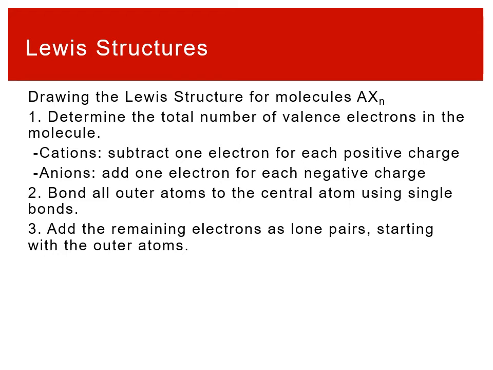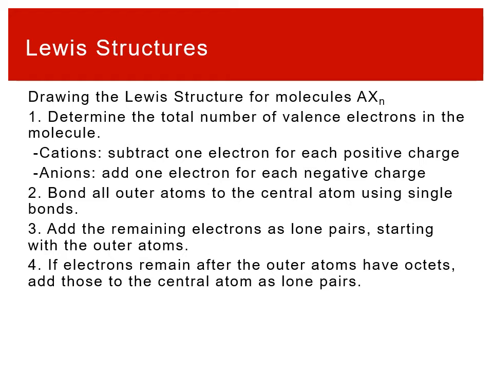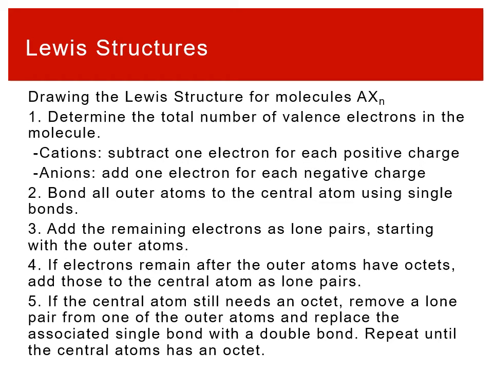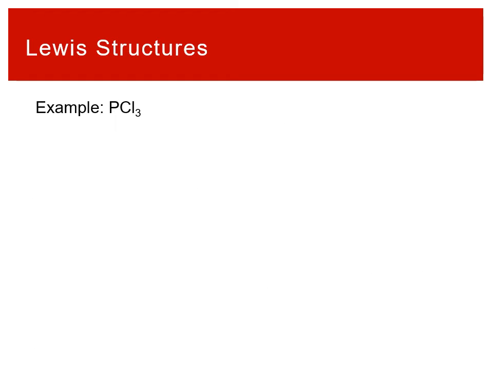Step 2 is bond all outer atoms to the central atom using single bonds. Step 3, add the remaining electrons as lone pairs, starting with the outer atoms. If electrons remain after the outer atoms have octets, add those to the central atom as lone pairs. These are real long, so let's take a step back. Let's go through this piece by piece, look at an example, and follow this process. We don't need to memorize this all right now. Let's go ahead and look at an example.